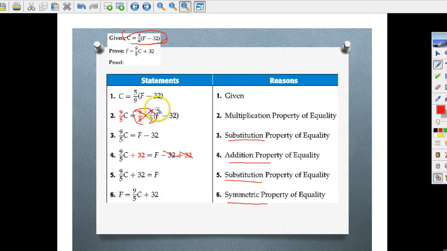So we got from your given to your proof, and that's all the steps that you needed to prove it.